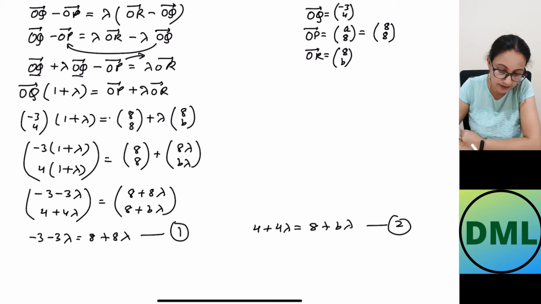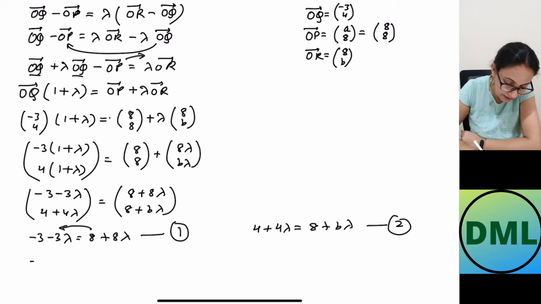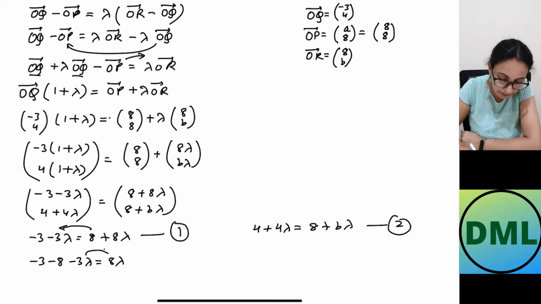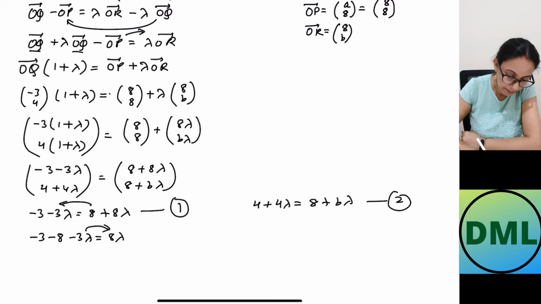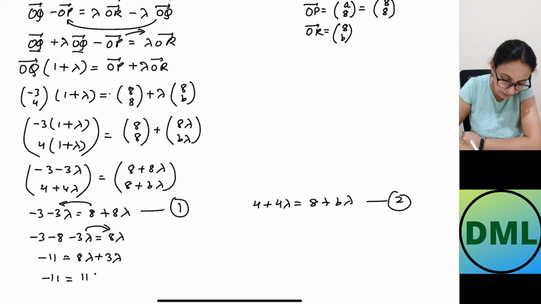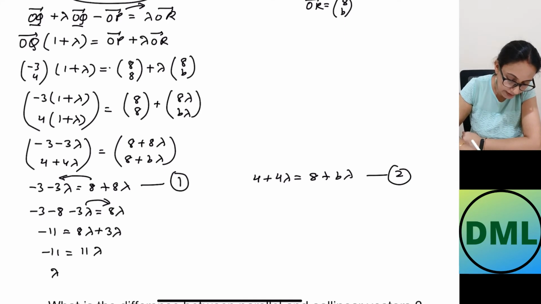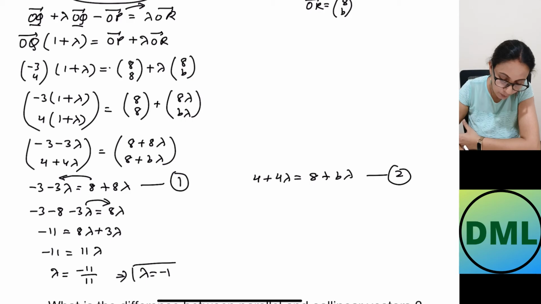Now let's solve this first equation. So if I move this 8 on the left hand side, it will be minus 3 minus 8 minus 3 lambda is equal to 8 lambda. Now move this minus 3 lambda on the right hand side. Minus 3 minus 8 is minus 11 is equal to 8 lambda plus 3 lambda. So minus 11 is equal to 11 lambda. So lambda is equal to minus 11 over 11. This will be giving you lambda is equal to minus 1.